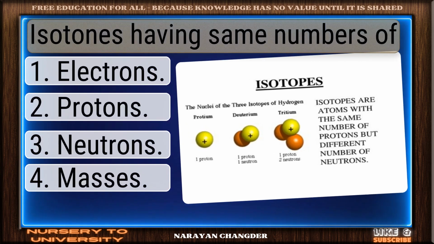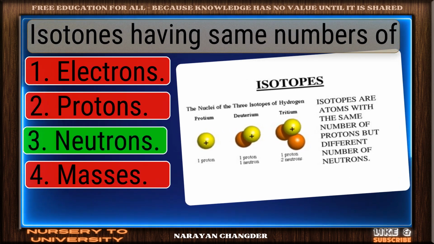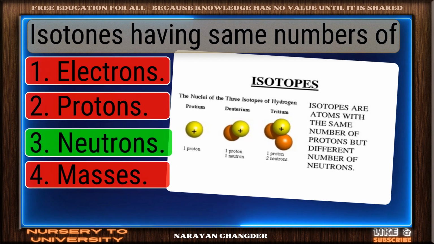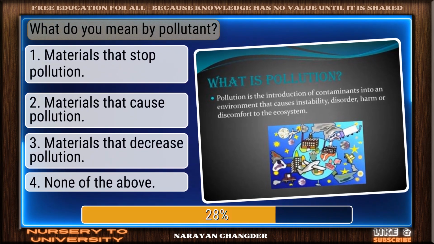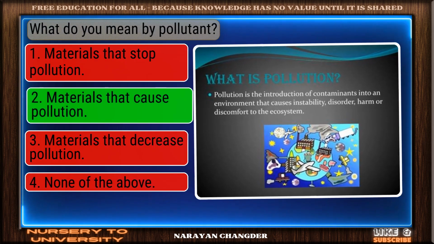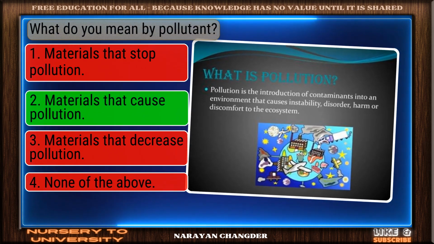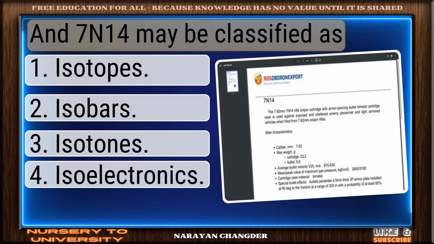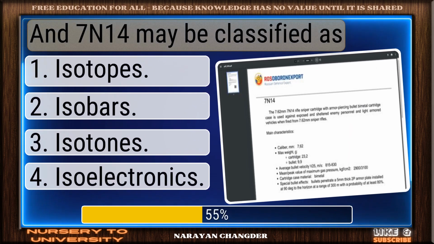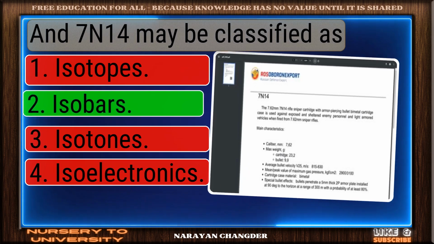Isotones having same numbers of. You chose neutrons, and it is correct. What do you mean by pollutant? Correct response. Materials that cause pollution is the most accurate answer. And 714 may be classified as. Nicely done. Isobars is a solid answer.